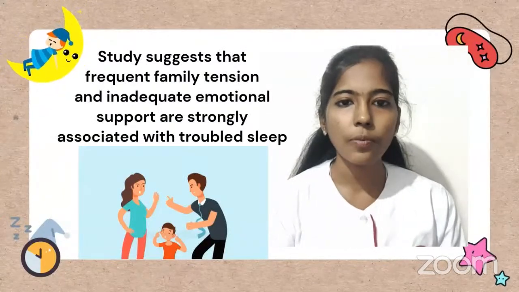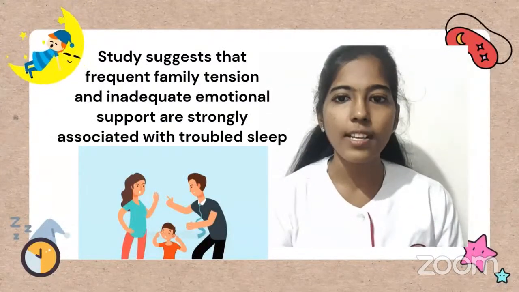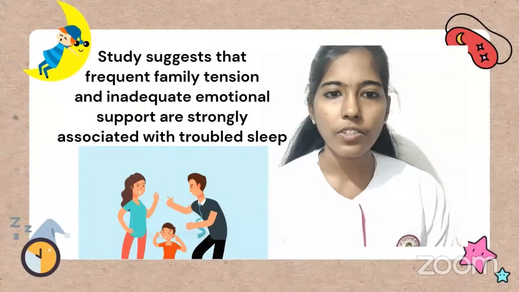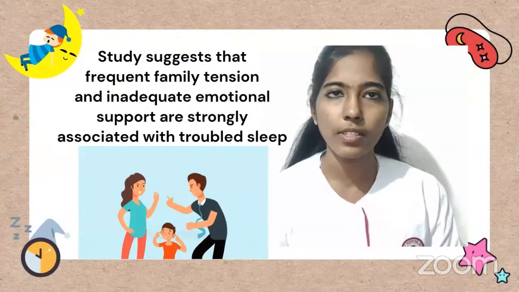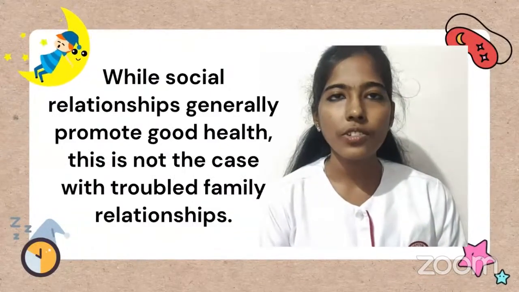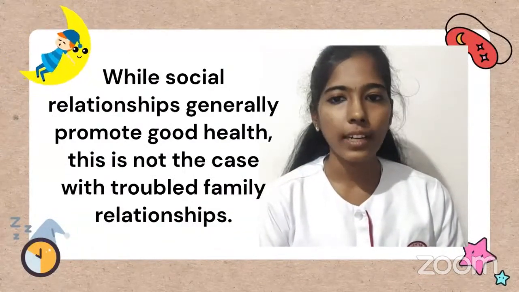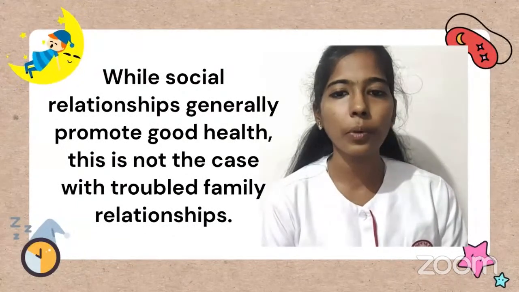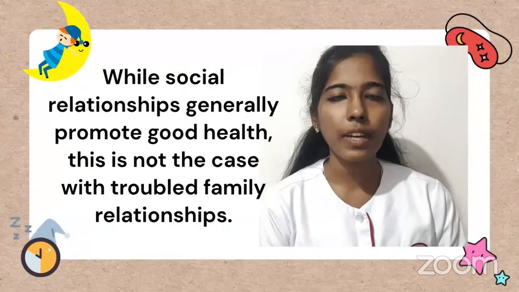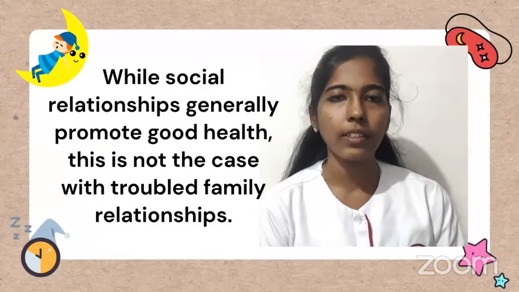Results from the National Survey of Midlife Development in the United States suggest that frequent family tension and inadequate emotional support are strongly associated with troubled sleep. And while social relationships generally promote good health, this is not the case with troubled family relationships. More frequent contact within strained families has a negative effect on sleep.